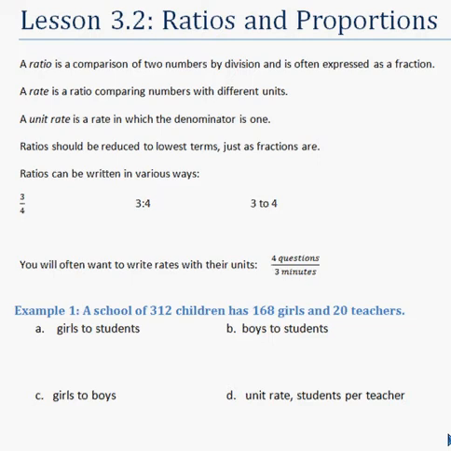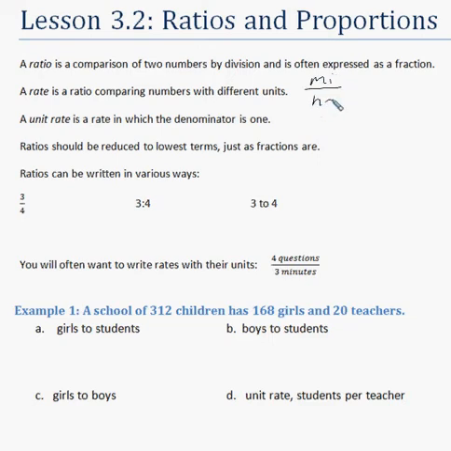And most of the time, we like to put that as a fraction because we can work with fractions pretty well, and we're pretty familiar with fractions. So a ratio is a comparison of two numbers by division. A rate is a ratio comparing numbers with different units. An example of a rate, and you all know this, is miles per hour.